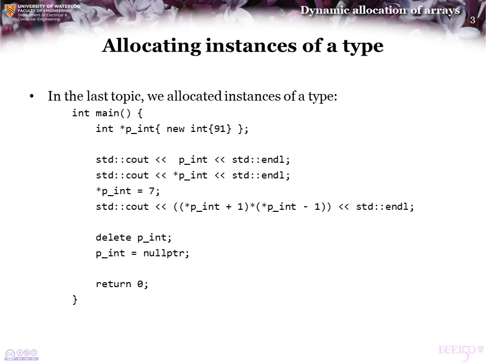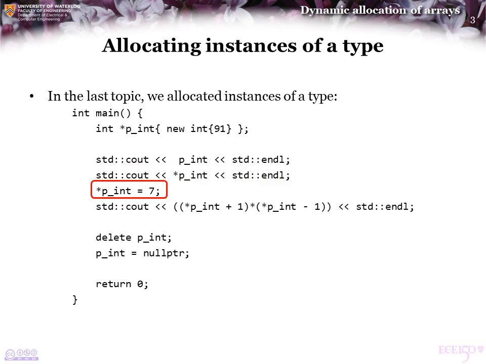All right, in the last topic, we allocated instances of a type. So here we requested sufficient memory for a variable of type int, and we initialized it with the value 91. So right now, somewhere in memory, there's 4 bytes allocated, and those 4 bytes contain the value 91. The local variable p_int stores the address of that location. Here we're going to print out that address, and then we're going to print out what is there.